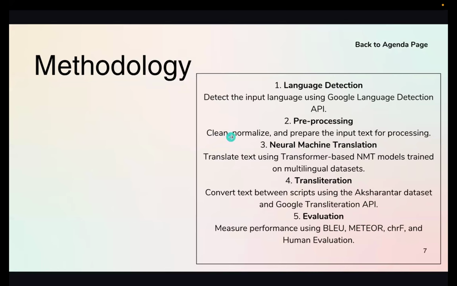The methodology consists of five stages. First is language detection, which identifies the input language. Second is pre-processing, which cleans and prepares the text. Third are the transformer models, which perform multilingual translation. The fourth step is transliteration, which converts the text between different scripts. And finally, the results are evaluated using BLEU, METEOR, chrF scores, and human evaluation.